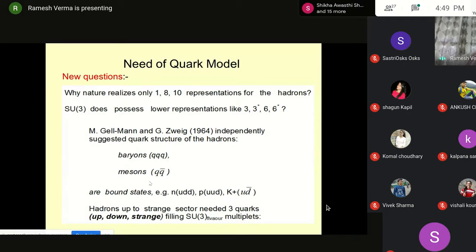So what he suggested is that all mesons are essentially made up of quark anti-quark bonds, and three quarks together bond to give rise to baryons. So there is a three quark structure for the baryons and a quark anti-quark structure for the meson. And since both quark and anti-quarks are present inside the meson, and you know that anti-quark is the antiparticle of quark, that is why all the mesons have their antiparticle within the same multiplet.